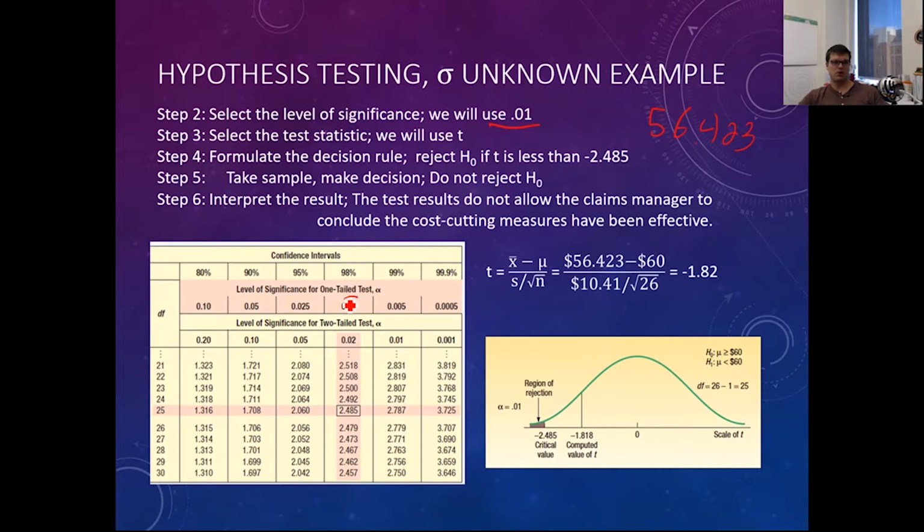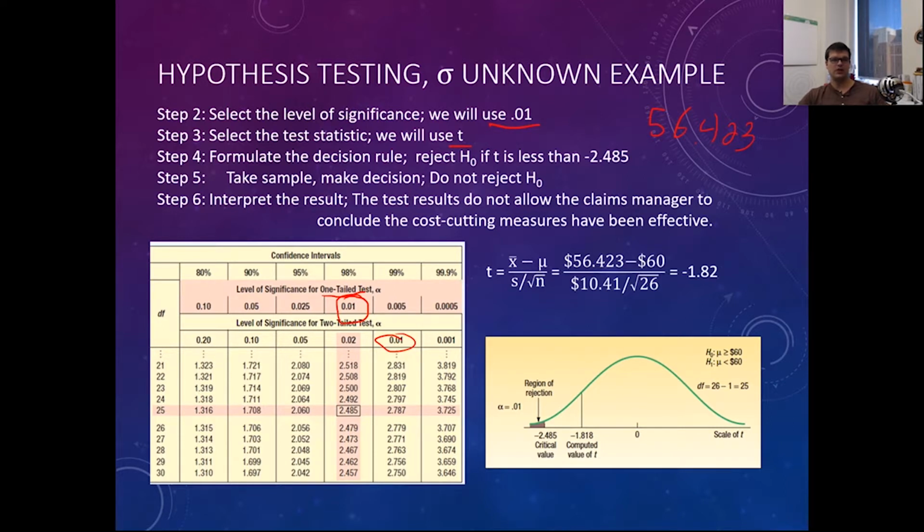Okay, notice 0.01 right here on the t-table. Okay, this right here is for a one-tailed test. Okay, if we were doing a two-tailed test, the 0.01 would be right here. See, level of significance for a two-tailed test, 0.01 for a two-tailed test, 0.01 for a one-tailed test. Okay, so we select a test statistic. We're going to utilize t, because we do not know the population standard deviation.